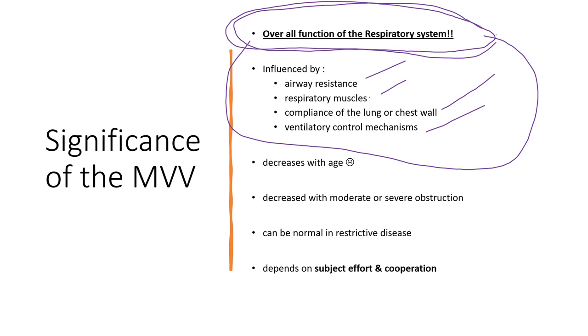Now, is it specific to any one of those? No, but it's a good picture of your overall. It's an umbrella test. This will decrease with age, decrease with moderate to severe obstruction, right? You can't move gas. It can be normal in restrictive disease, and it depends on effort and cooperation. So this is one of the harder ones out there to coach because it's trying to get them to care about it. And this is a good one, like I said, for overall function. And this is our last one that we usually do when we do a complete PFT. So hopefully by then they're ready to get out of there and they'll give you their best effort just to get out of there.